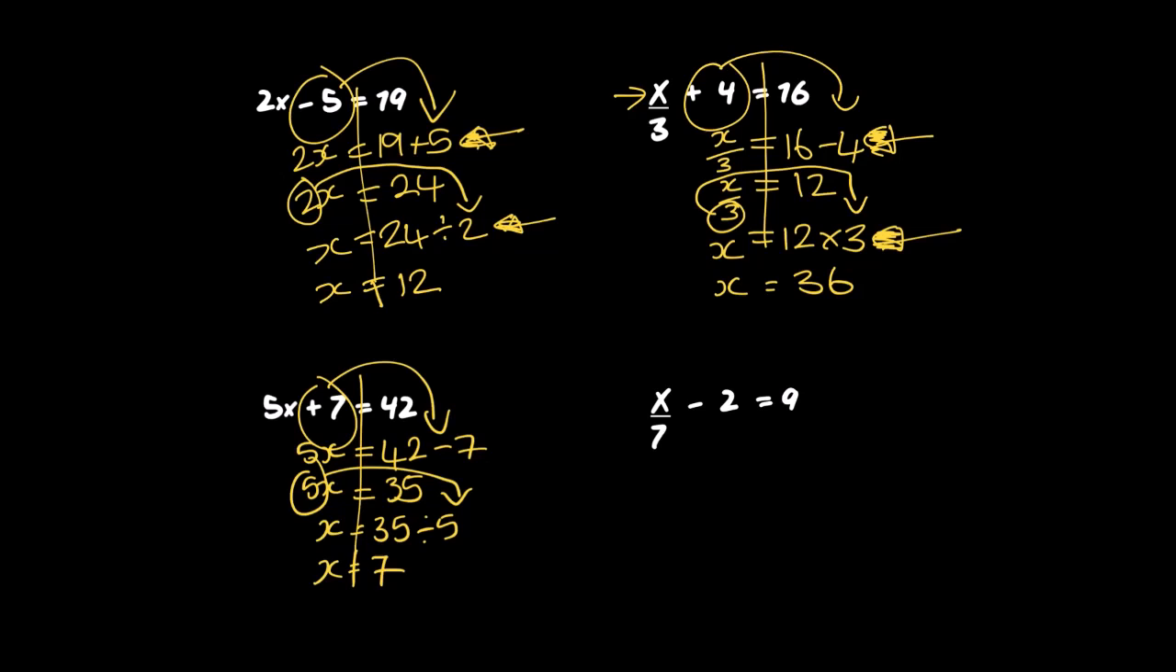Okay, on to my next one. And we are going to take the minus 2 across first. And it's going to become a plus 2. So 9 plus 2. 9 plus 2 is 11.